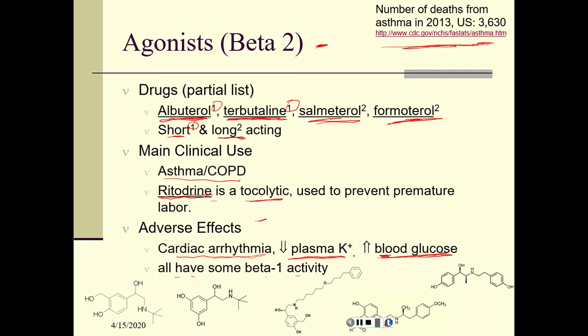I put the structures down here at the bottom going in the same order that they're listed here. This is albuterol and terbutaline, and salmeterol and formoterol and ritodrine. Right. So there's 5 drugs for you to know and some very cursory facts to know about those drugs.